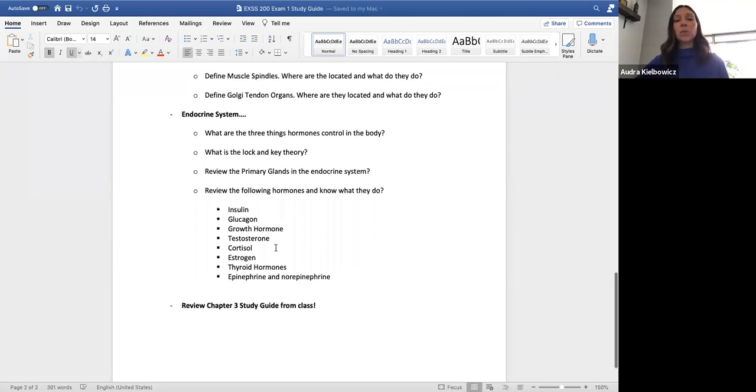And then you guys will need to review chapter 3. We went over this yesterday. I didn't put it on the study guide because that study guide that you guys have is perfect for you to go through and study off of. So let's make sure we know the 4 chambers of the heart, and also really study that blood flow chart.